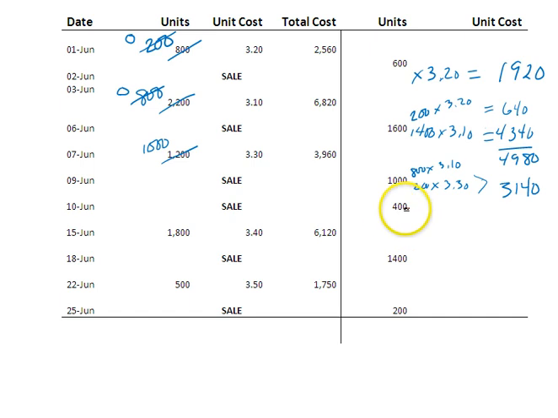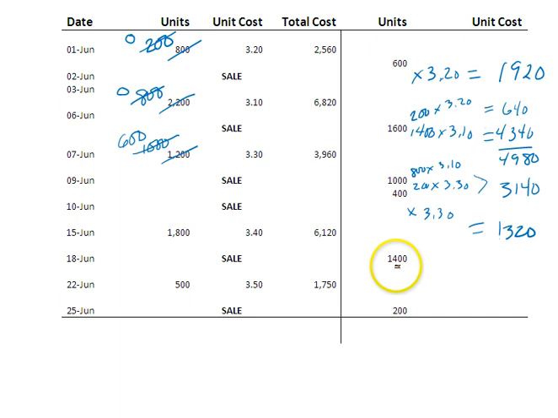Okay, and then June 10th, we have a decision. Which 400 did we sell? Well, we sold 400 of those, leaving 600. So 400 times 330 is 1320. Okay. Moving on, June 15th, no decision because that was a purchase.